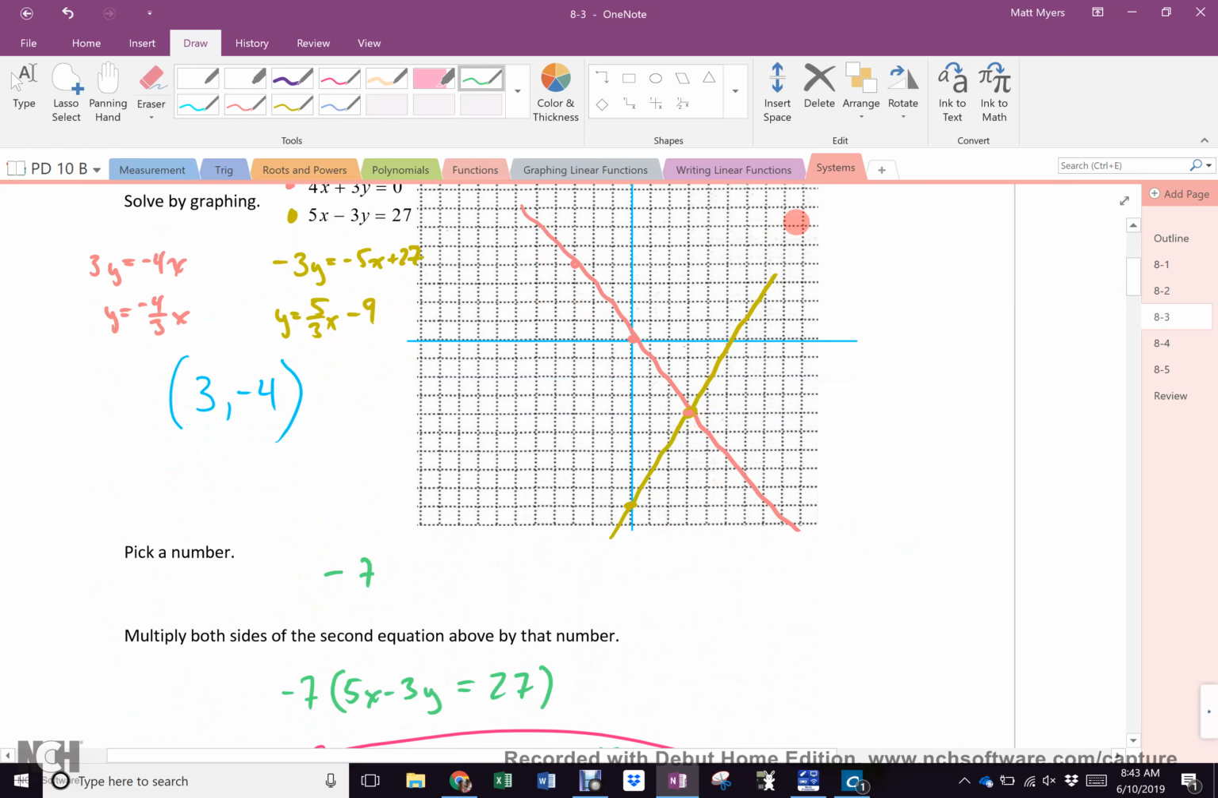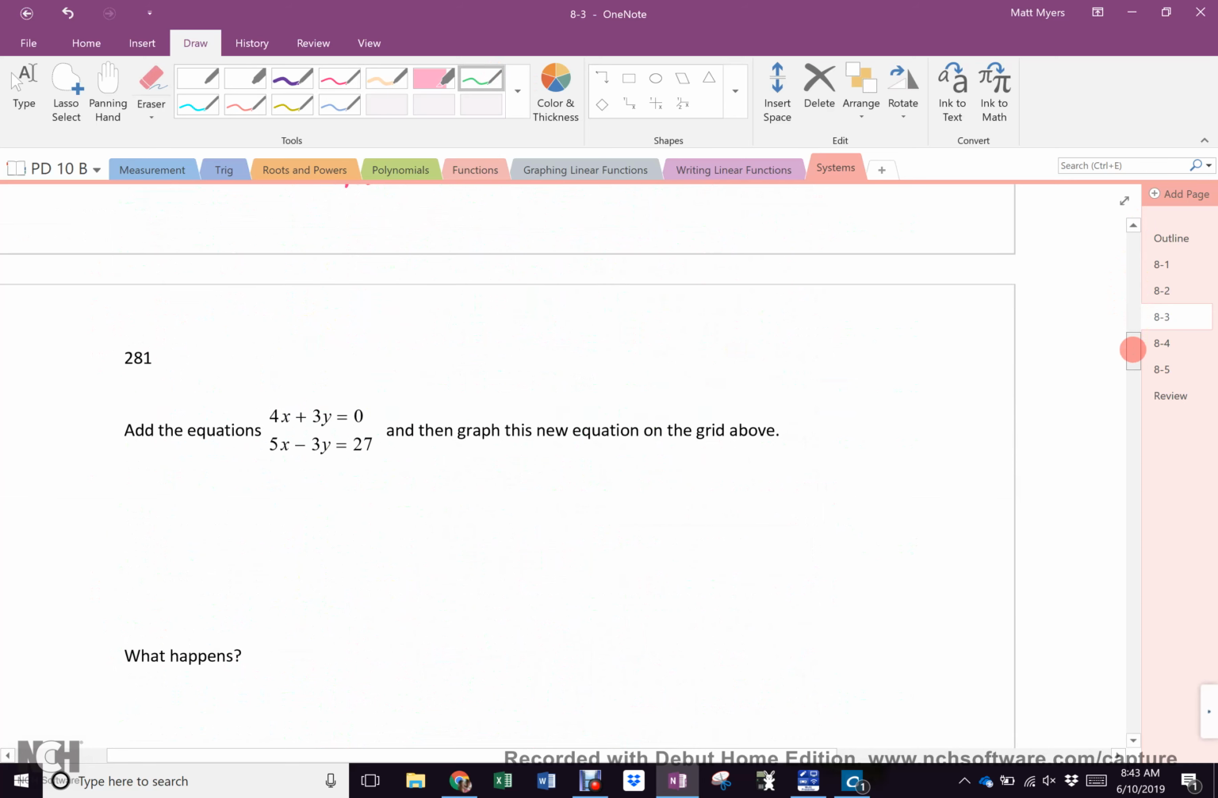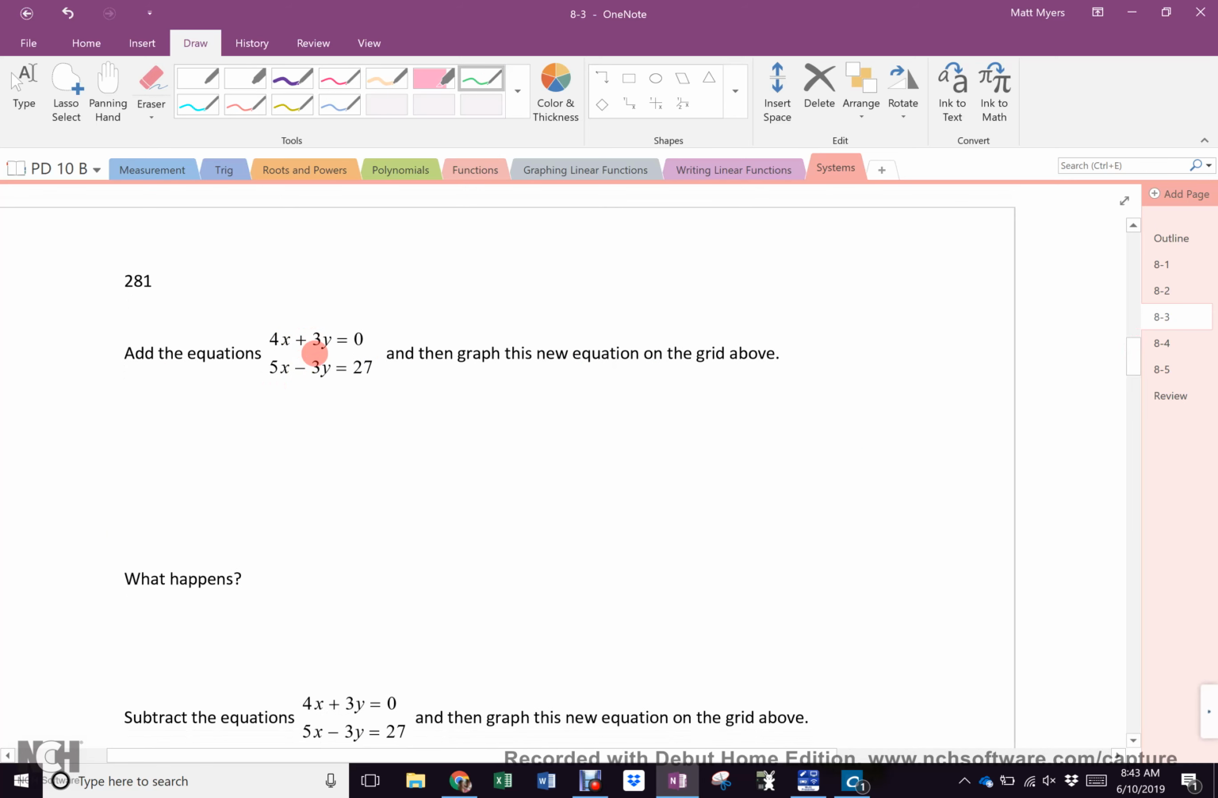Okay. Let's turn the page over. Here's the same two equations. I want you to add them. Oh, that's weird. We've never added equations before. But we know how to add, do we not? What is 4x's plus 5x's? 9x's. What is 3y's plus negative 3y's? 0y's, so they are gone. What is 0 plus 27? 27.